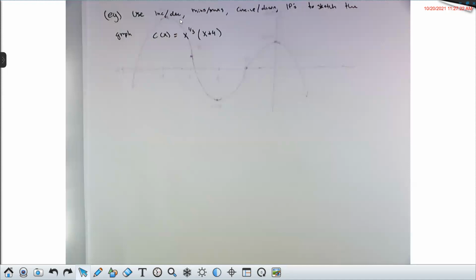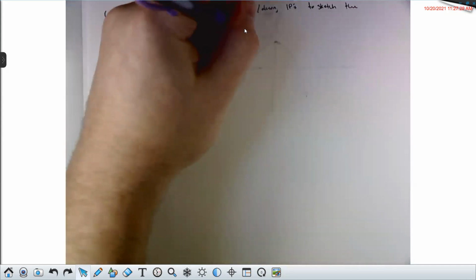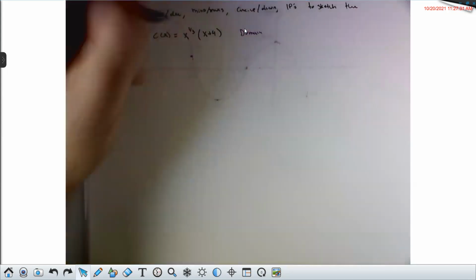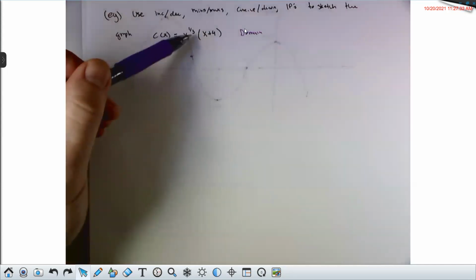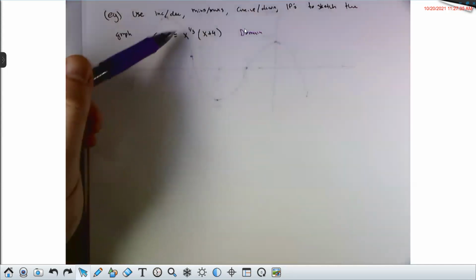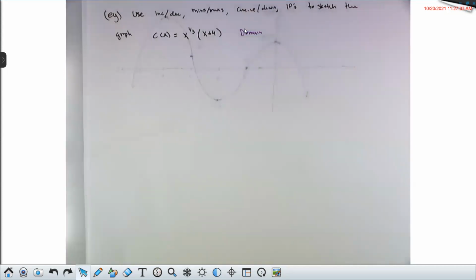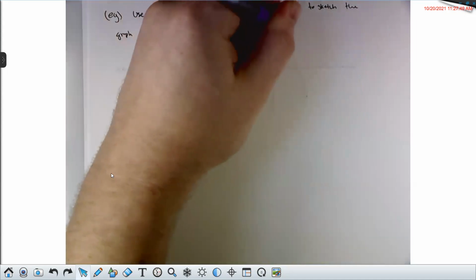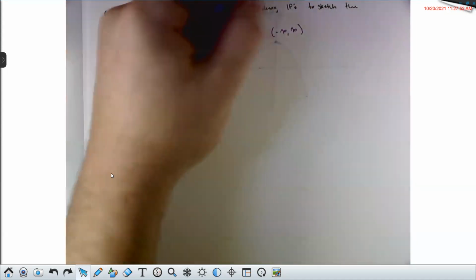So the first thing I recommend doing is take note of the domain. The domain for this function, if this was a 1/2 power or a 1/4 power, then my domain would be 0 to infinity because I would need to make sure I'm not taking a square root or a fourth root of a negative number. But here, let's say 1/3 power, which doesn't have any domain issues. So my domain is all real numbers.